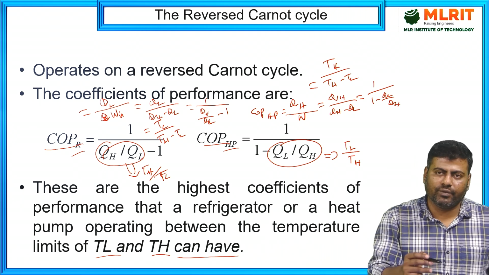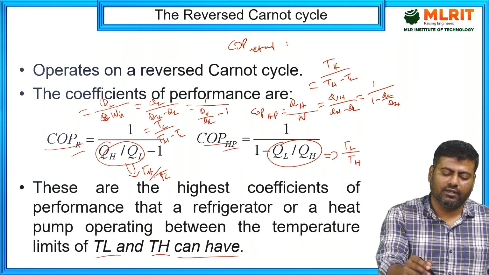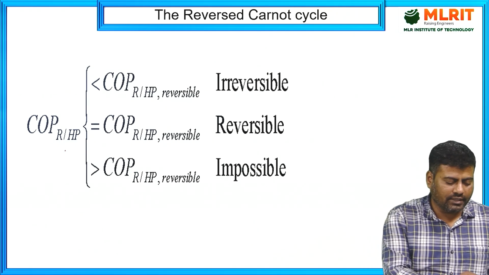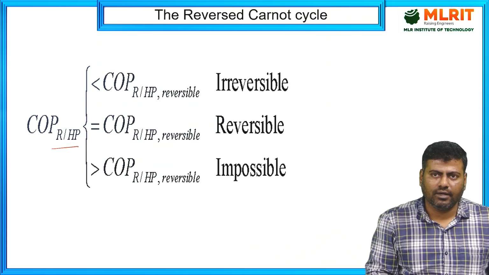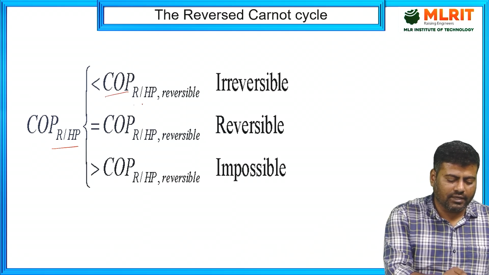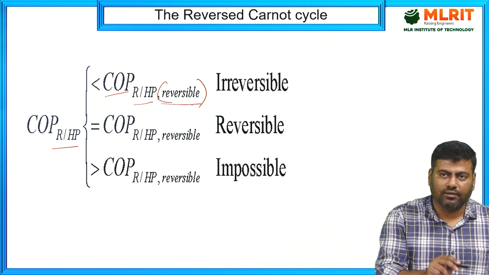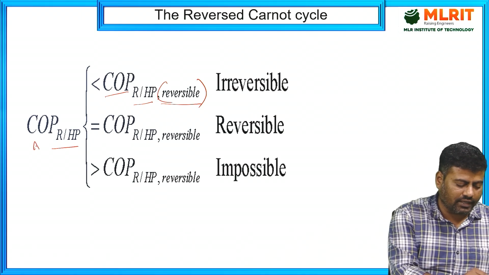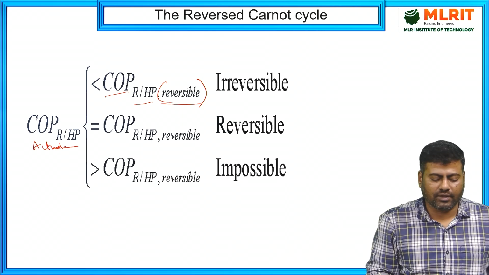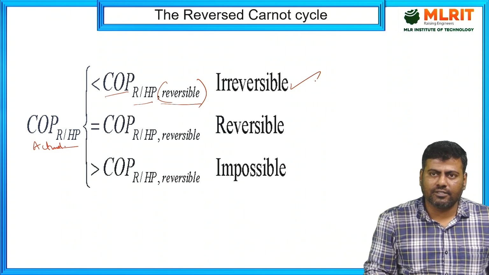Whatever COP of actual the value we get, I am supposed to compare it in this way with the COP of the refrigerator and heat pump for the reversible case, which is the Carnot case. If the actual COP is less than the Carnot COP, it is an irreversible process, which is the actual case.